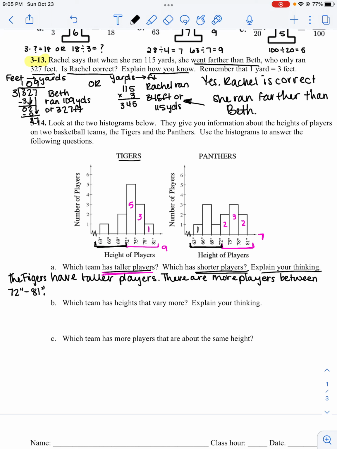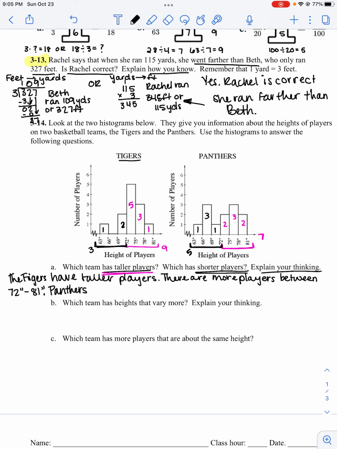Okay, so 63 to 66, I have 1 player over on the Panthers, and then 3, and 1 again between 69 and 72 inches. So there's 5 players on the shorter half of the graph. For the Tigers, there's 1 in between 63 and 66. There are none between 66 and 69. But there are 2 between 69 and 72. 2 plus 1 is 3.